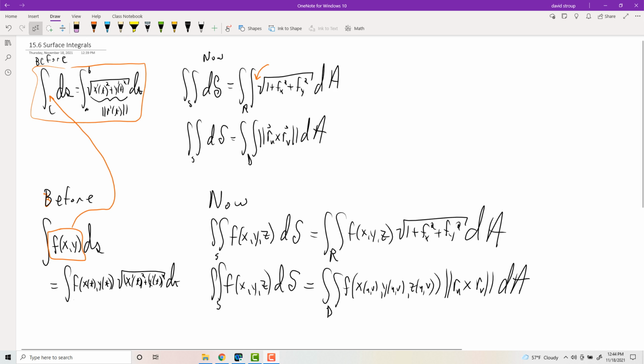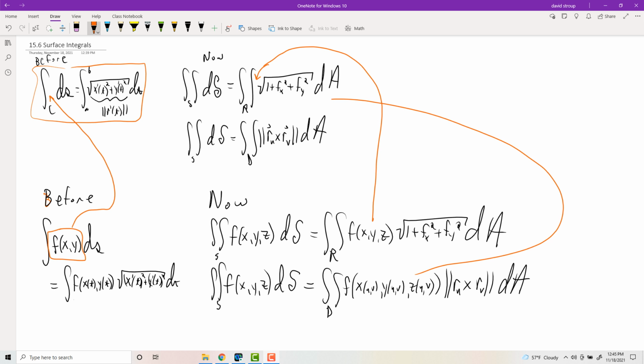Again, all we're doing in this section is integrating over a surface by plopping a function in our integrals. I don't want to say visually, I mean geometrically. But this is the idea.